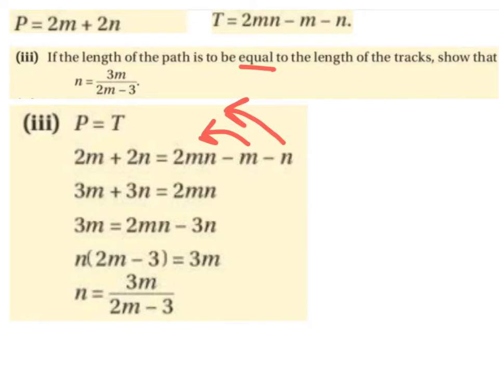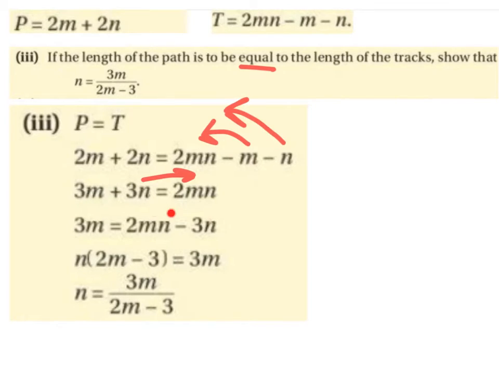And this is still equal to 2mn. So now what I want to do is get all my n terms together. I can keep the 3m where it is, and I'm going to bring the 3n over the other side. So that 3n is going to become minus 3n. Now I have anything containing an n on the right of my equal sign, and anything without an n on the left of my equal sign. And it doesn't matter which way around you have it.